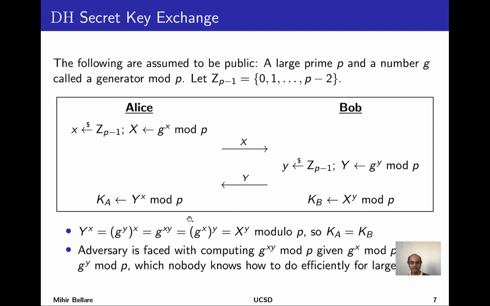Now, what about the adversary? Well, it has neither of the little things. It doesn't have the little x or little y, so it's faced with the problem of taking G to the power little x, G to the power little y, and getting this from them. And it turns out that we do not know to date any efficient way to solve that problem. And thereby we believe that this provides the desired security.